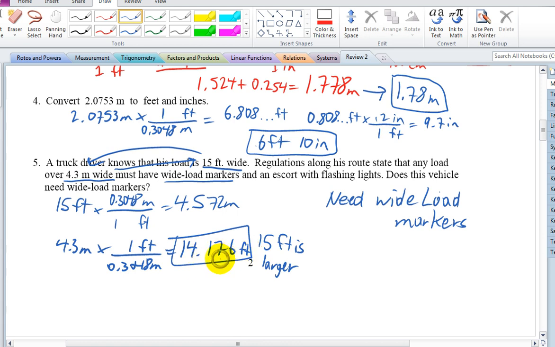Now, I'm not worried about the 0.176 here because this is just a rough way of seeing if 15 is larger or smaller than it. So don't do more work and convert this decimal into inches. You don't need to. Okay? Because you're just looking at the number. You're not really writing it down as a final answer. Any questions? All right, let's go on.